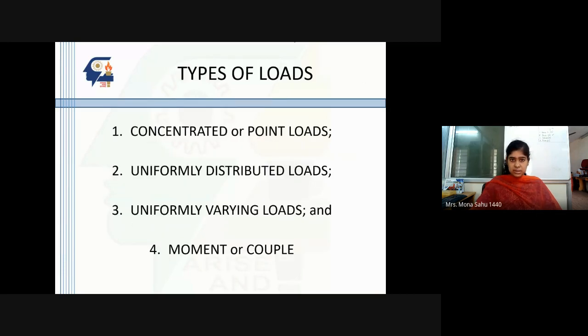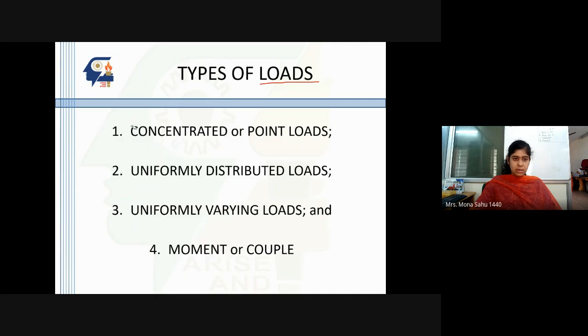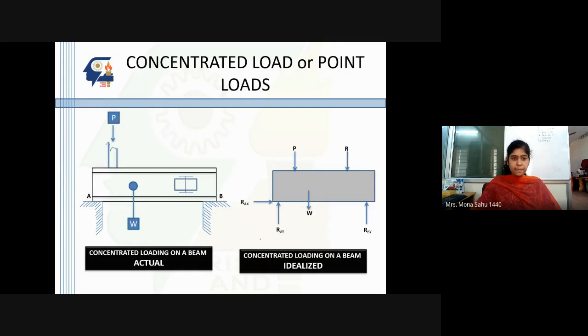Now the last part that we have to learn is types of loads. So we'll be solving two types, as per your syllabus: concentrated or point loads, and uniformly distributed load. But I'll also tell you what is varying load and a moment. Okay, concentrated load.